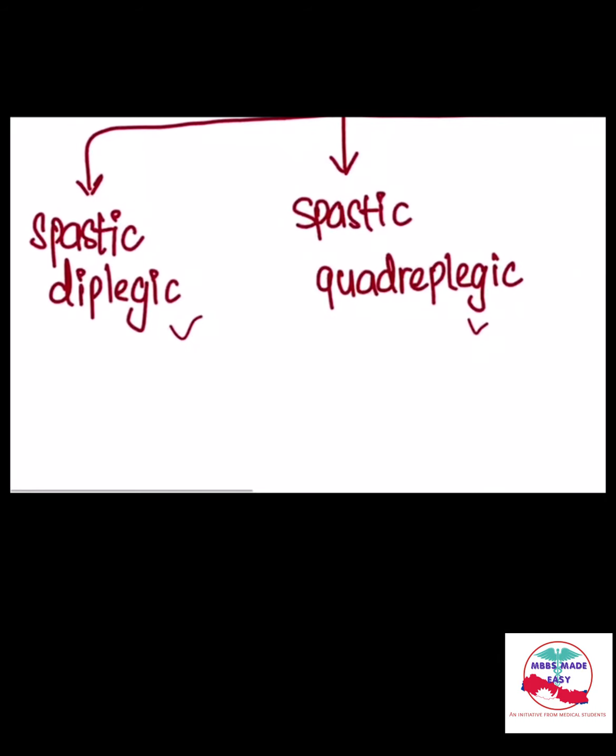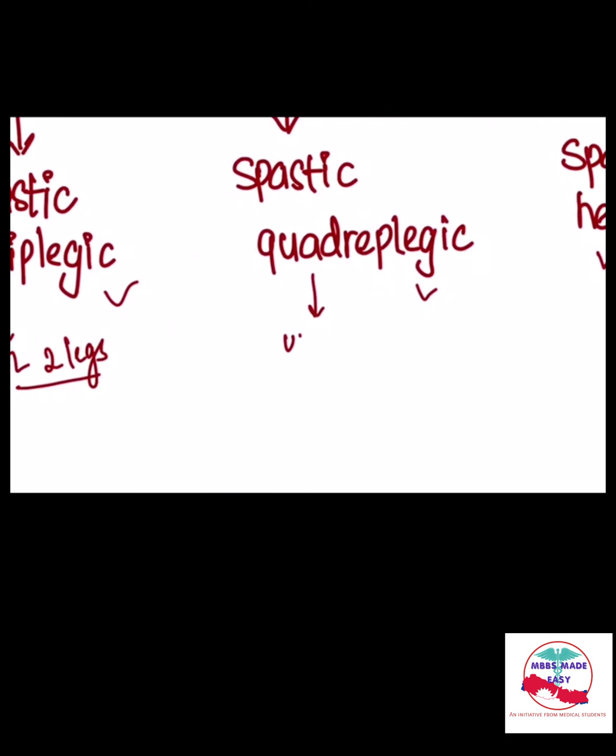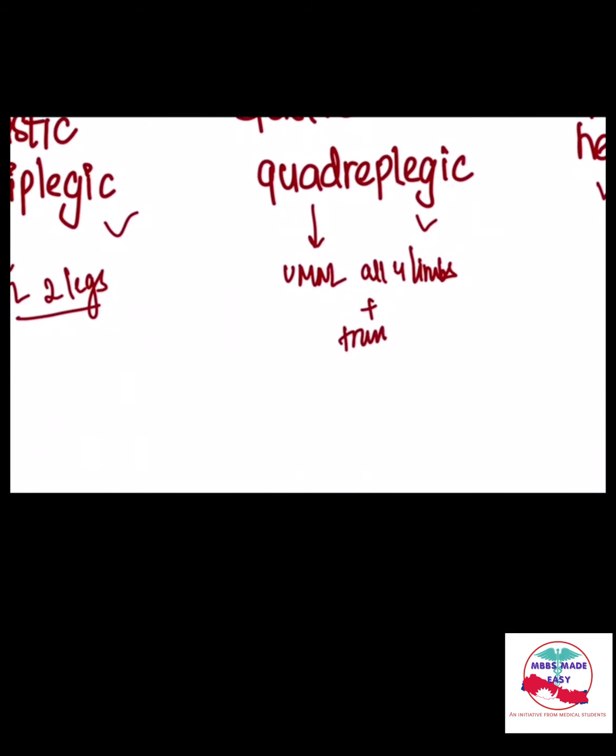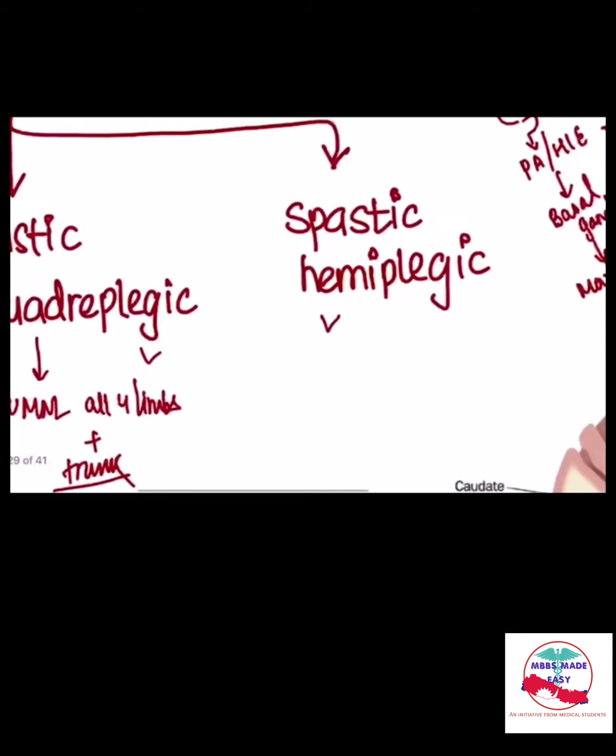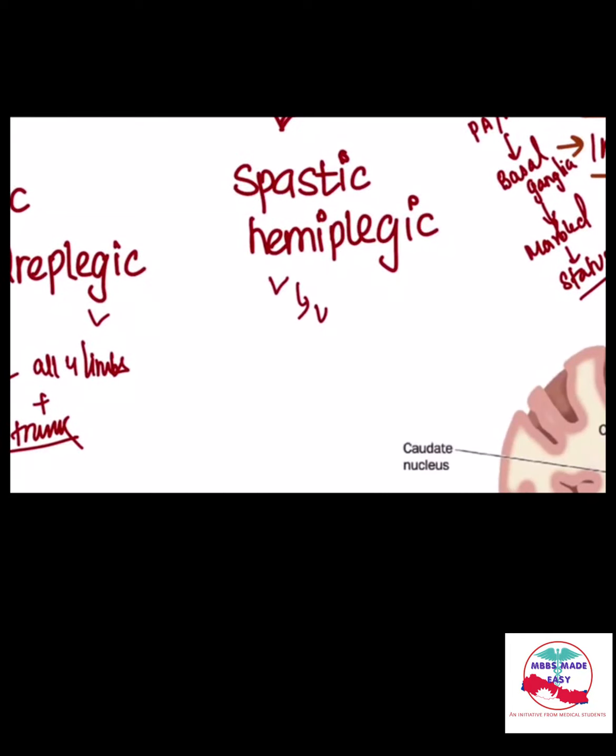Spastic diplegic means there is an upper motor neuron type lesion in two legs, let's say both the legs. In spastic quadriplegic, there is an upper motor neuron type lesion in all four limbs, plus there can also be involvement of the trunk. And finally, spastic hemiplegic is an upper motor neuron type lesion in the upper limb as well as the lower limb of only one side.